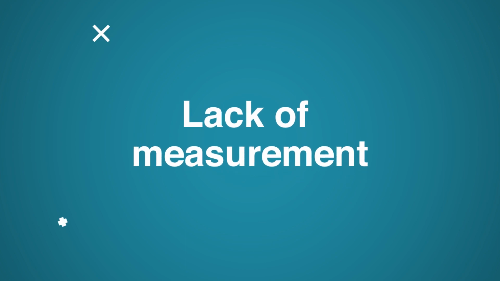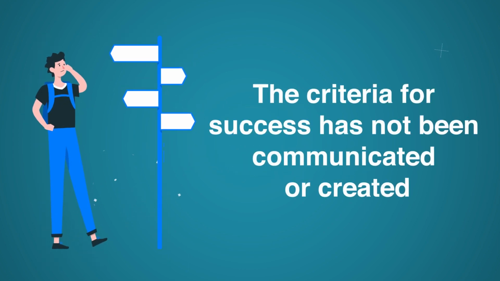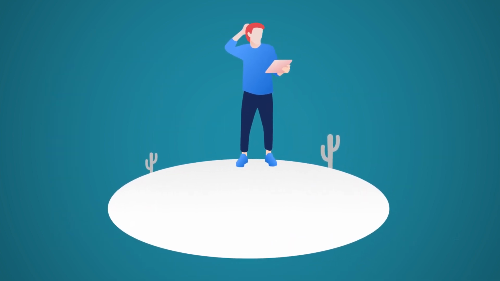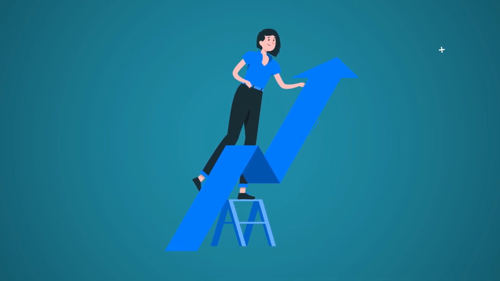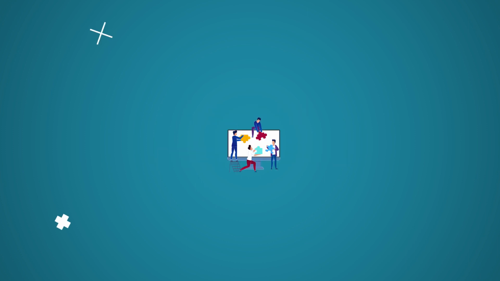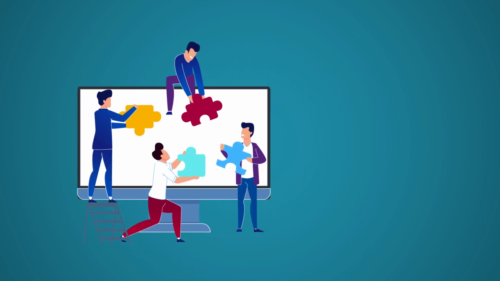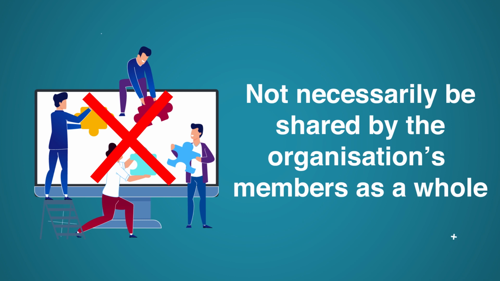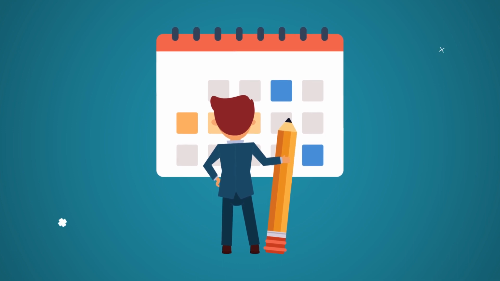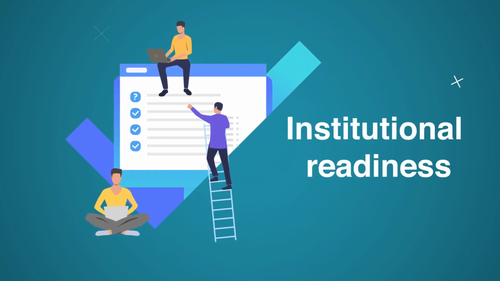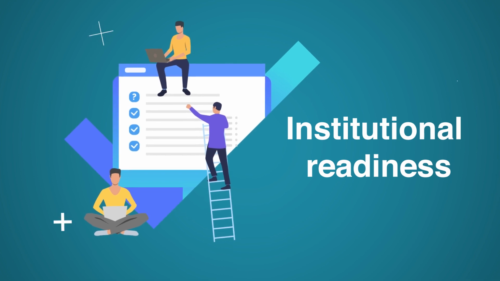Lack of measurement. The criteria for success has not been communicated or created. No one knows on what basis the initiative will have been deemed to have been successful, so it will be difficult to know how to review or sustain the improvements. Lack of preparation. If we have an enthusiasm for the initiative, this will not necessarily be shared by the organization's members as a whole. Driving ahead without taking into account the starting point of the organization or checking the state of its institutional readiness will lead to inevitable indifference.